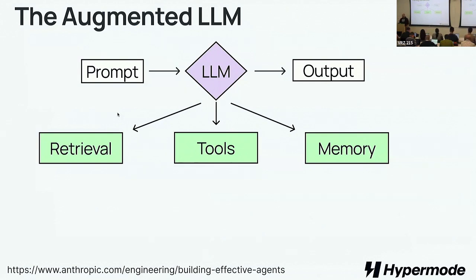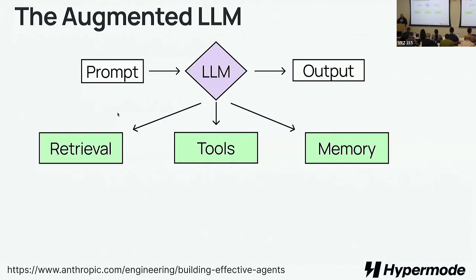And Anthropic published this blog post called Building Effective Agents, which had a framework for how you can implement different types of agents and different ways of orchestrating multiple agents. But they had this very basic observation, which is this idea of the augmented LLM. So instead of just giving the LLM a prompt and getting some output, we need to also give the model access to external data through retrieval.